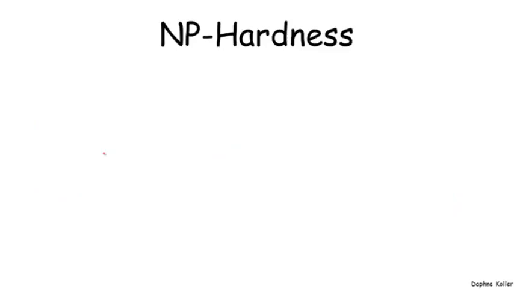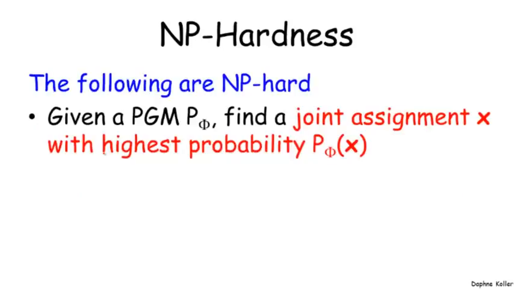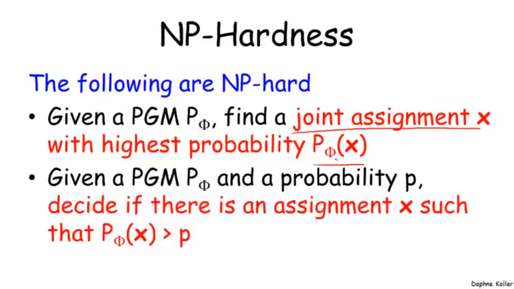Unfortunately, just like the conditional probability inference, this problem too is NP-hard. So again, let's formalize what exact problem is NP-hard in this context. Here's one example of an NP-hard problem in the context of MAP, which is just to find the joint assignment with the highest probability. It's not the only NP-hard problem. Here's another one: figuring out, for a given probabilistic graphical model and some threshold little p, whether there exists an assignment little x whose probability is greater than p. That problem too is NP-hard.